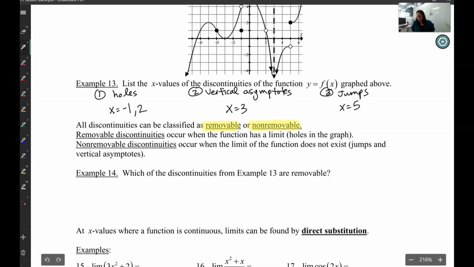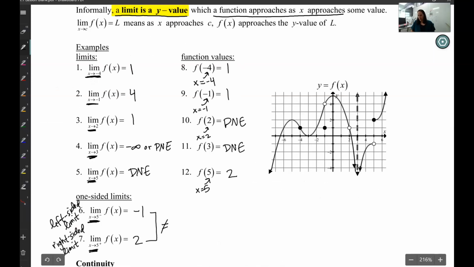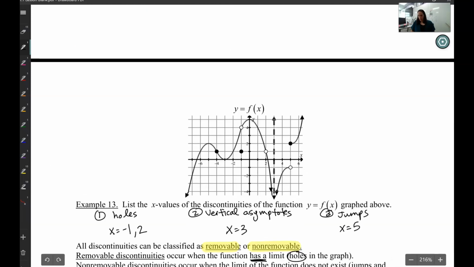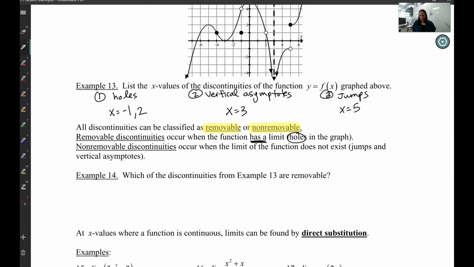Now we can label discontinuities as removable or non-removable. A removable discontinuity happens when the function has a limit, aka holes. Non-removable discontinuities are when the limit does not exist. So we saw a couple of those up here when we have D and E on our limit. Those are non-removable discontinuities, aka jumps, vertical asymptotes.